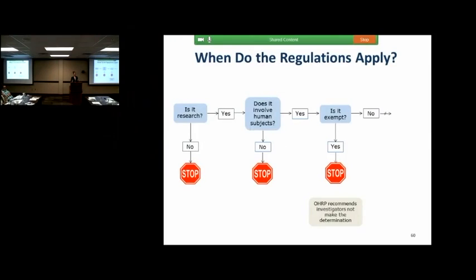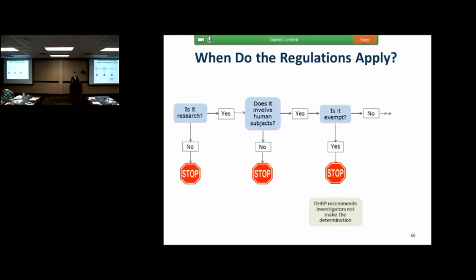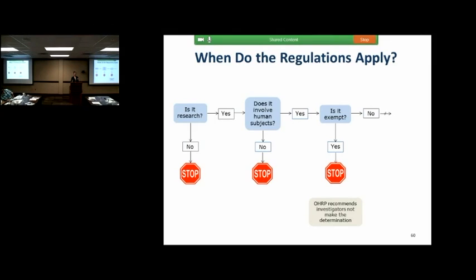So this is just a quick review. We've walked through this process pretty quickly, but looking at whether or not it's research, if it is research, does it involve human subjects? And if it does involve human subjects, is the research exempt? And I think there's the little yield sign. So if the answer to all of those questions points you to it being non-exempt human subjects research, then you need to get ready for IRB review. So now that was just a quick pass through this decision process using the current rules.